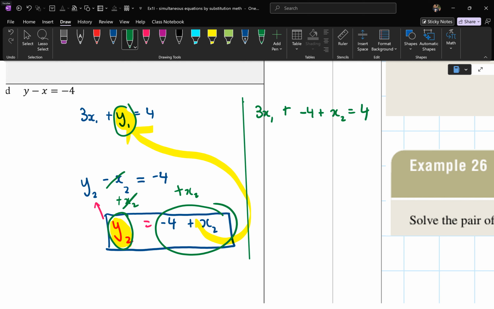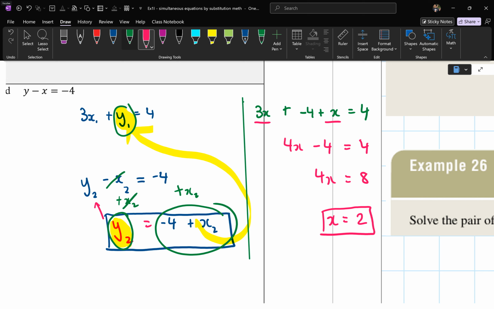But remember what we said, x1 also equals x2, so they're the same x's. You don't have to call them x1, x2 anymore, because they're exactly the same. So from here you can solve. 3x plus x is 4x, and that's a minus 4 there, is equal to 4. Add 4 on both sides. Get 8. Divide by 4 on both sides. Hands up if you've got x coordinate equals 2.